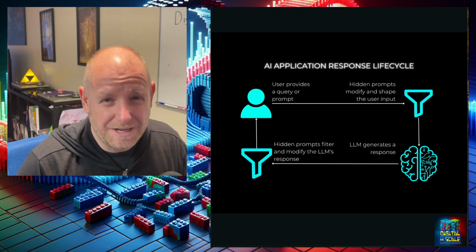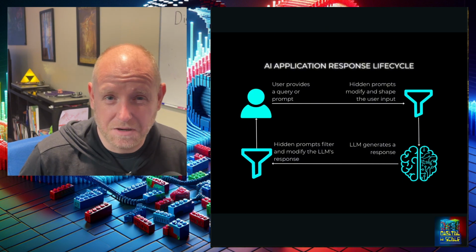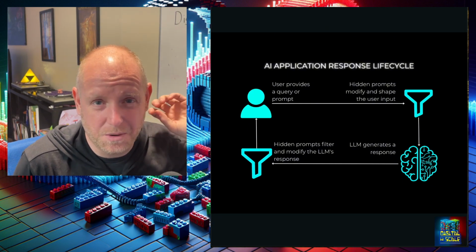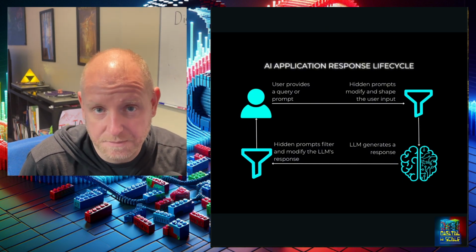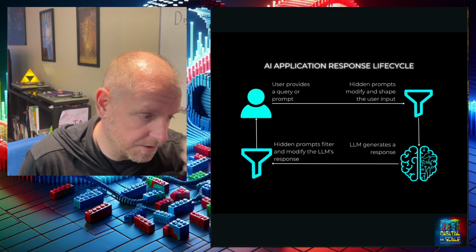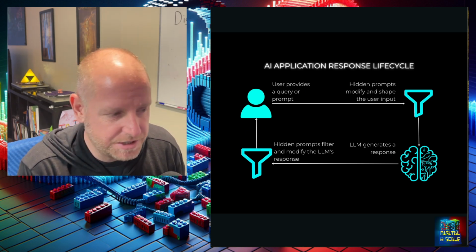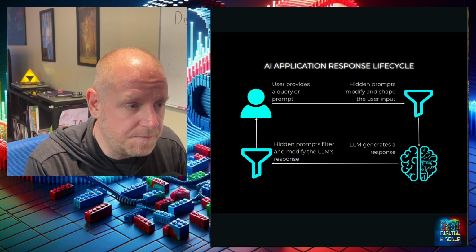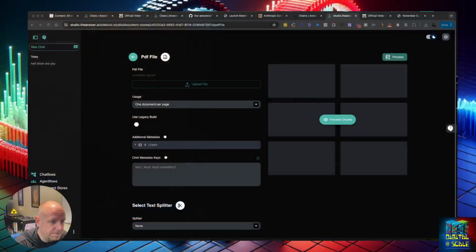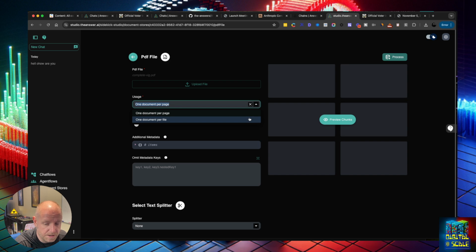But to do that, we need to chunk it into smaller areas. We can't just say, here's the whole 100-and-some-page document. We could on some of these models, but it's going to cost you a lot for every chat. It's not really efficient. So you have a couple of options here. You have one document per page or one document per file.